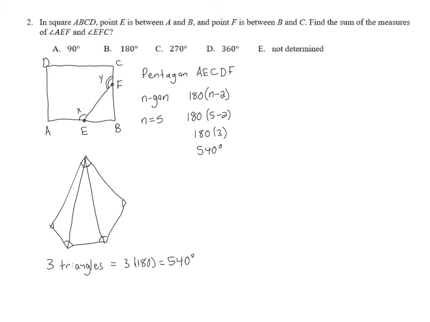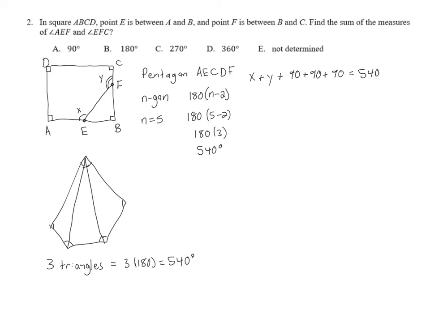Now, if you look at the other 3 angles in the pentagon, angle A, angle D, and angle C, those are all right angles because the original shape was a square. So if we add all those angles together, we have the 2 angles we were looking for, X plus Y, but then we also have angle A, which is 90 degrees, plus angle D, which is 90 degrees, plus angle C, which is 90 degrees, and we know that that total is going to end up being 540.